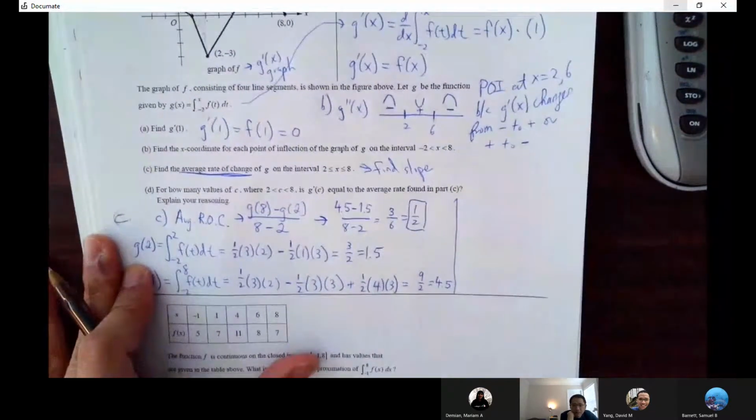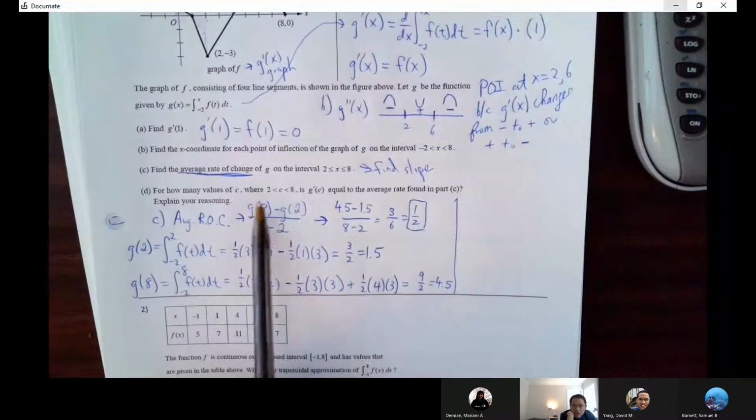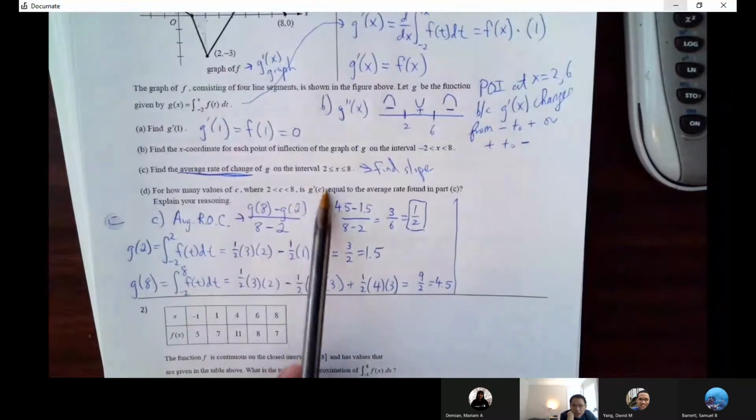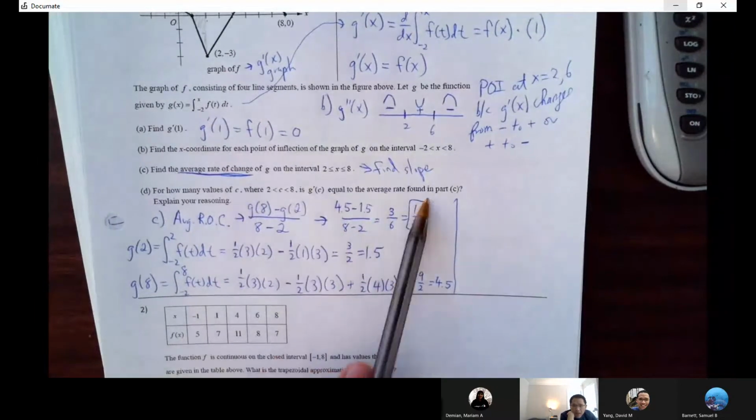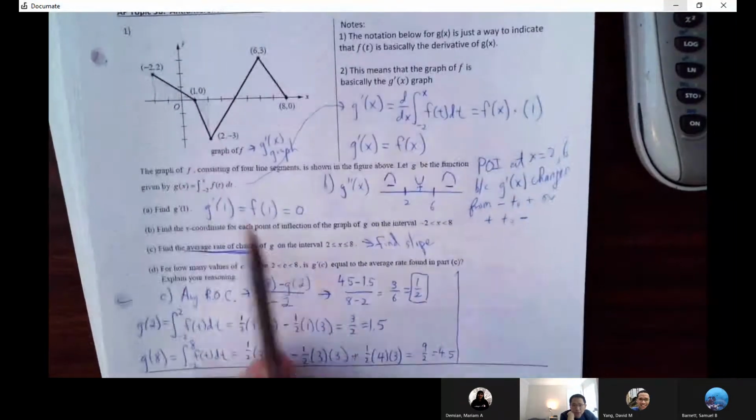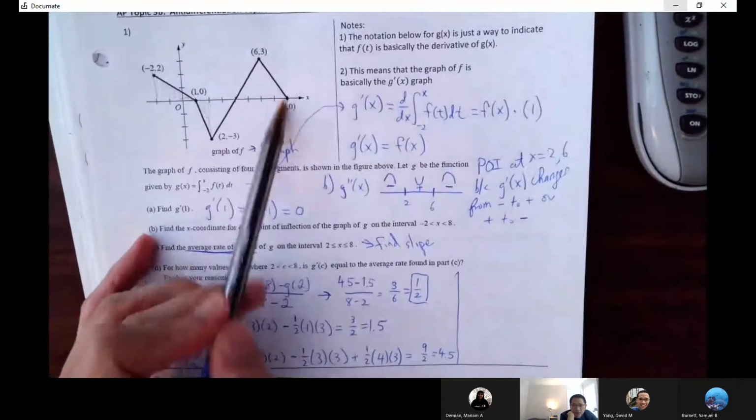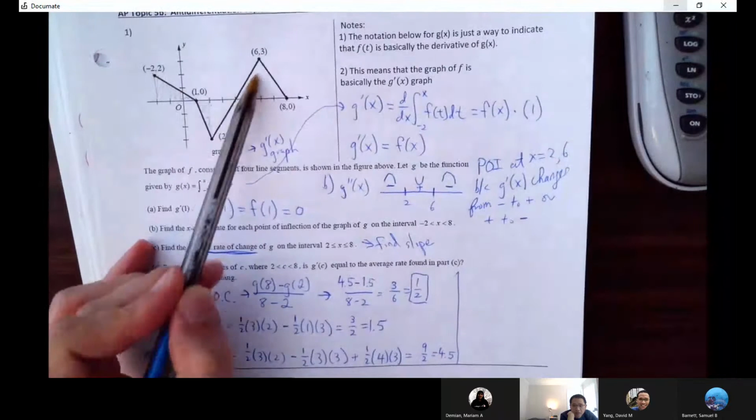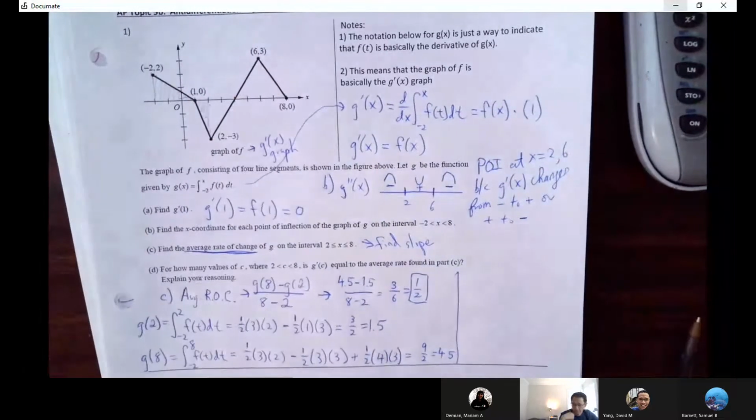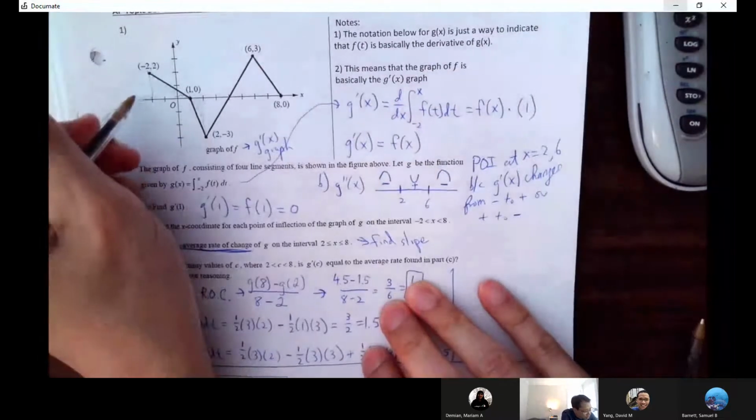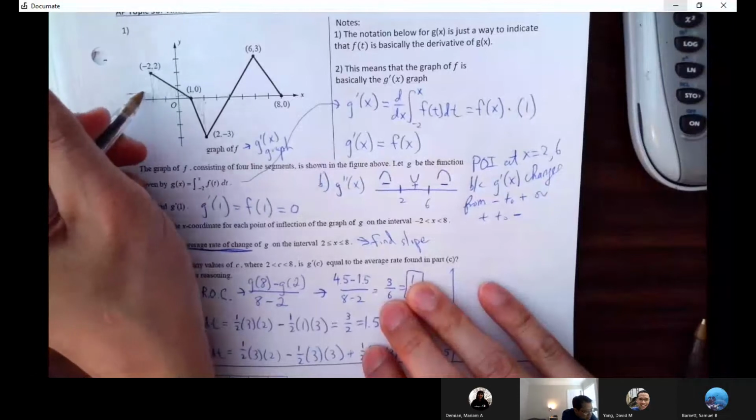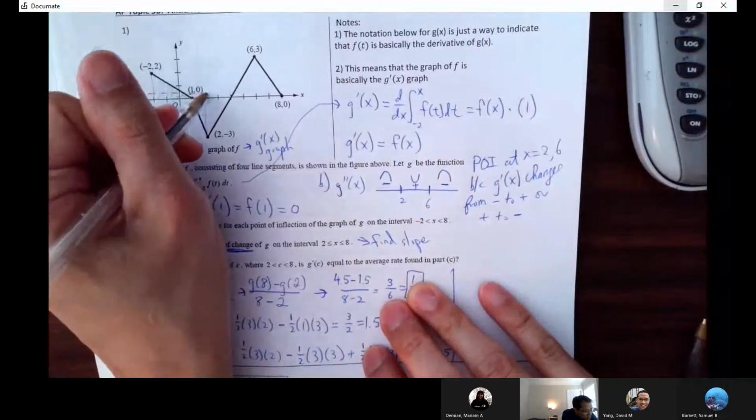Part D says, for how many values of c is g prime equal to the average rate of change found in part C, which is 1/2. So this is my g prime graph. So basically it's asking, how many times is g prime going to hit 1/2? Well, I'm just going to draw a line where I think 1/2 is. I think it's going to touch it.